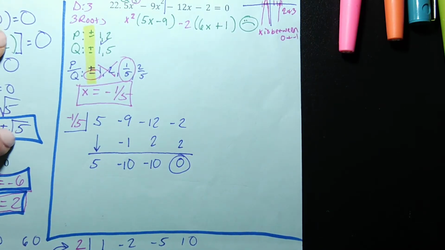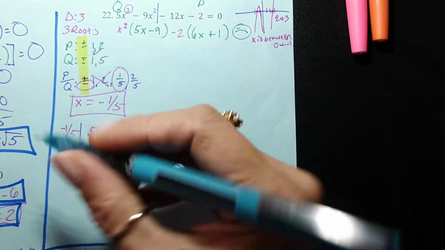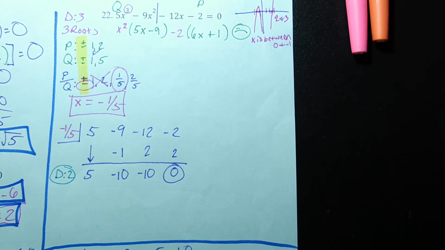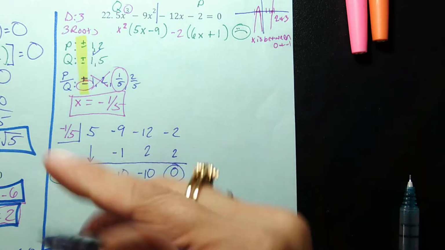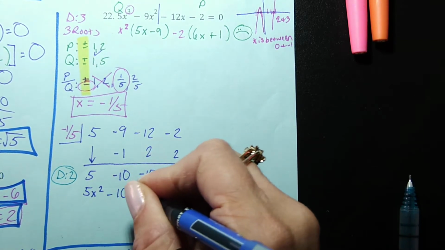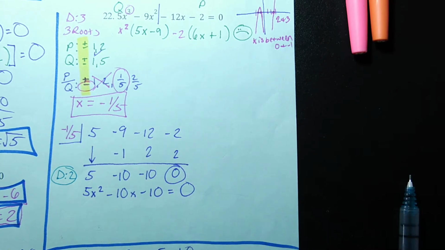So what this has done is it has taken my degree 3 polynomial and depressed it down to a degree 2. And remember, that's kind of our goal, is to get it down to a degree 2, because once it's degree 2, it's a quadratic, and we've got the quadratic formula or square root to work with. So let's go ahead and just look at this equation. We've got 5x squared minus 10x minus 10 equals 0.